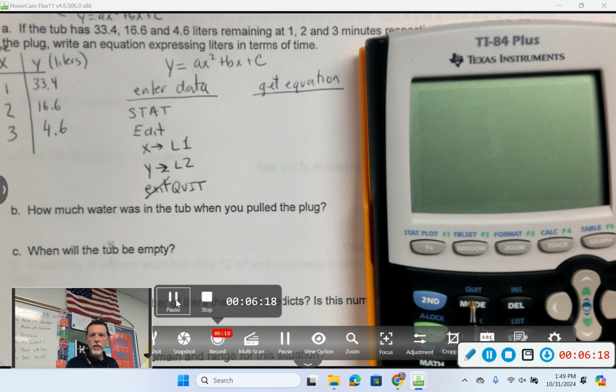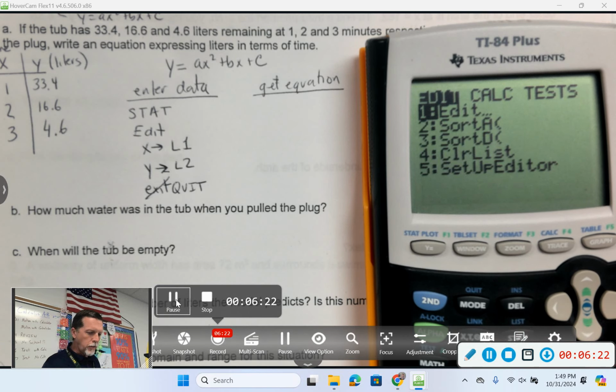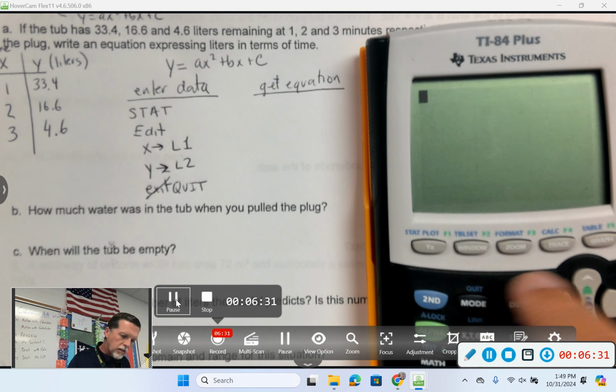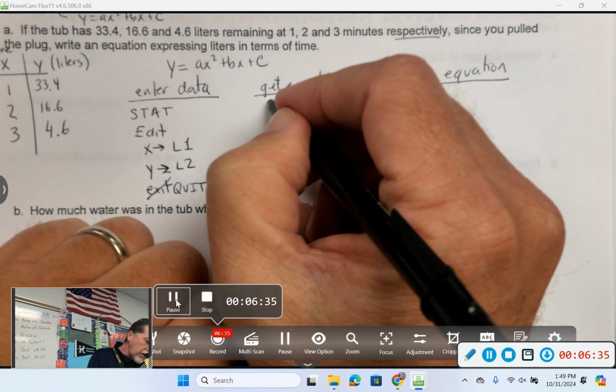Second mode is the quit button. Second quit. They're still there, so if you went to stat edit, there they are. So when it's time to go to another problem with different points, stat edit and put them in there. Second quit. Okay, now I want to figure out how to get the calculator to give me an equation.